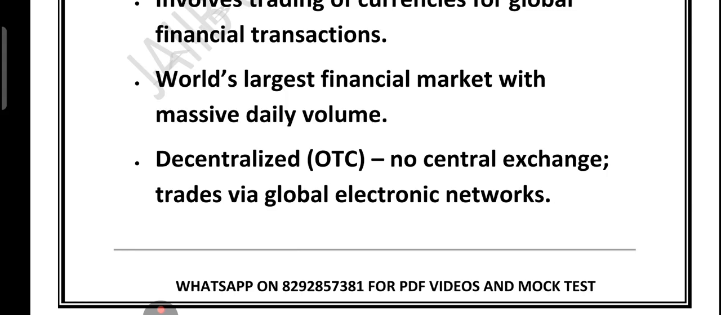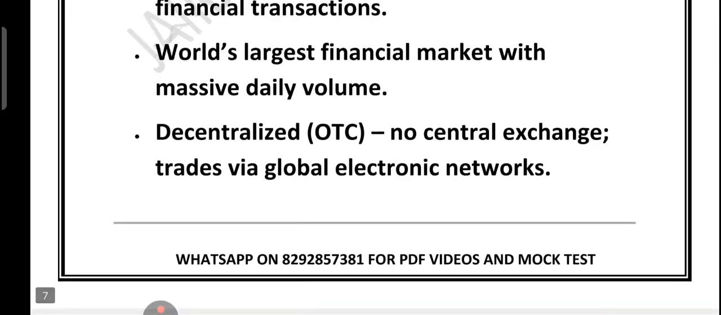You cannot say that this is a single exchange or this is the location where trading happens. Instead, all the trade takes place over the counter, OTC, through a network of banks, brokers, and electronic systems across the world. That is the meaning of decentralization. Again, I am repeating: when I say decentralized, it means there is no single exchange, no single location where the trading happens. It happens over the counter, through the network of banks.